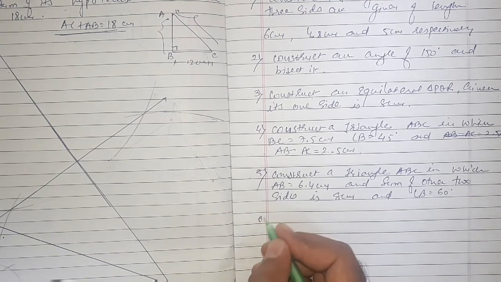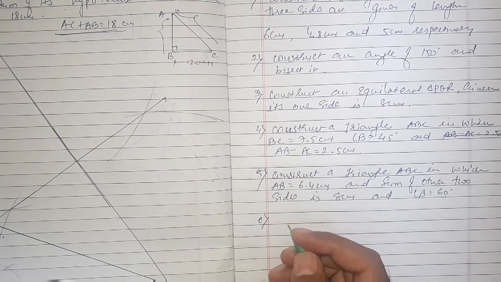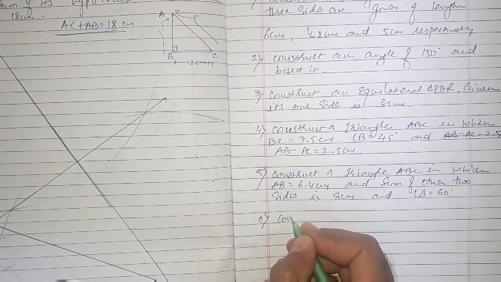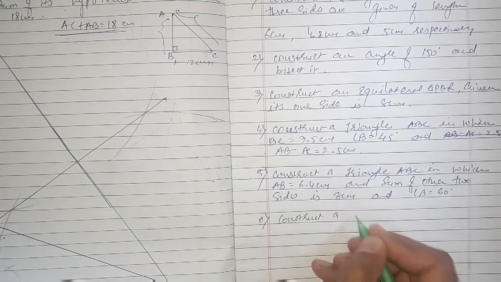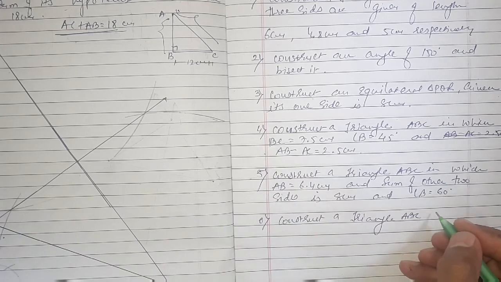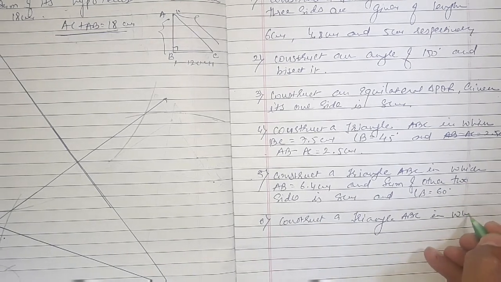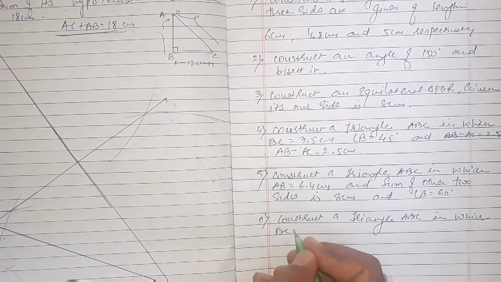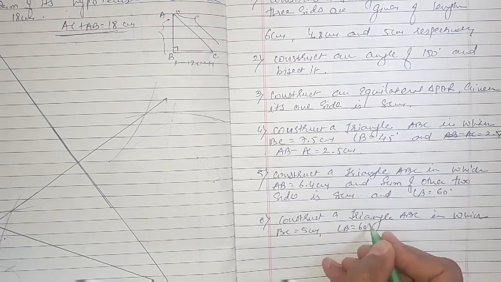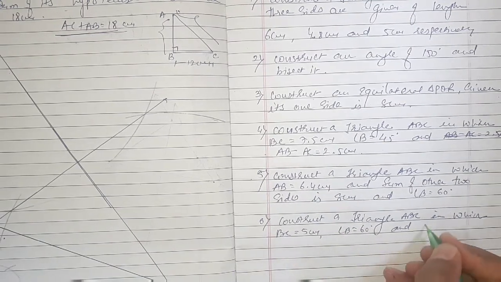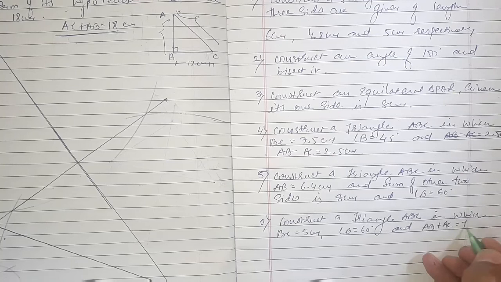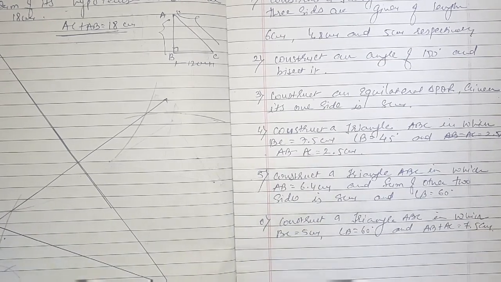One of the last questions: construct a triangle ABC in which BC is equal to 5 centimeter, angle B equal to 60 degree and AB plus AC is equal to 7.5 centimeter. Clear that?